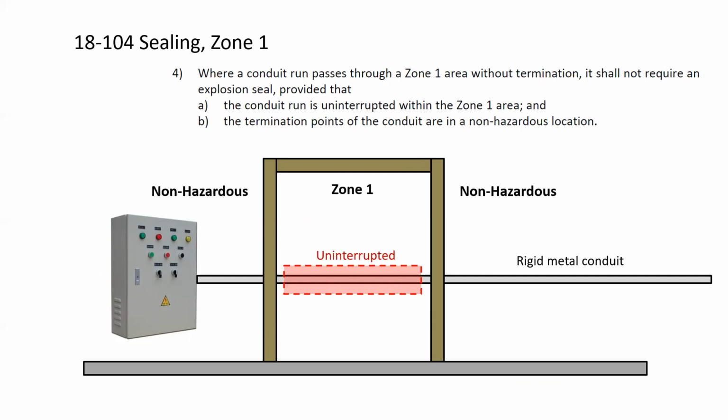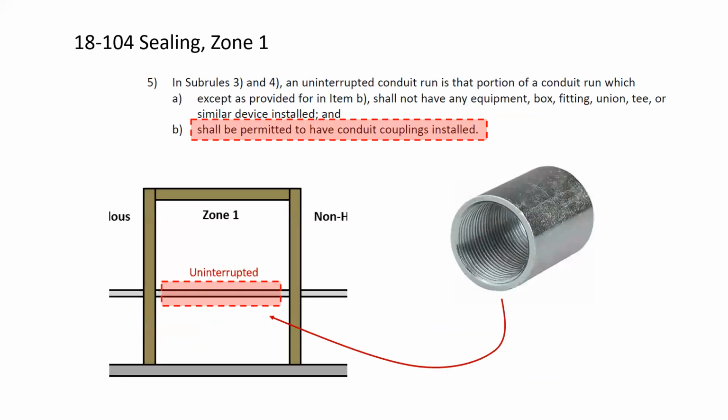Now let's take a look at subrule 4, where a conduit run passes through a zone 1 area without termination. It shall not be required to have an explosion seal, provided the conduit run is uninterrupted within the zone 1 area, and the termination points of the conduit are in the non-hazardous locations. So what do you think? Can we have couplings in there? Yeah, you bet. There's one exception, and it's that exception we just looked at, subrule 5.